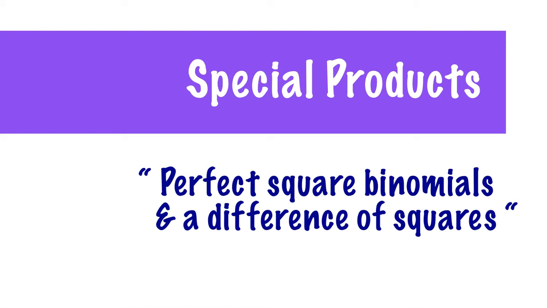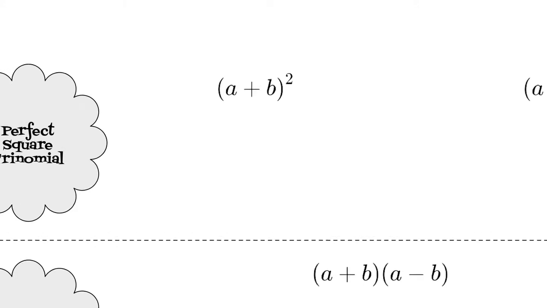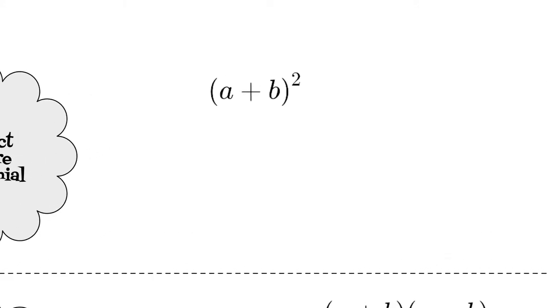Perfect square binomials and a difference of squares are special products of binomial expansions. An introduction to perfect square trinomials. A perfect square trinomial is created when you multiply the same two terms by itself.